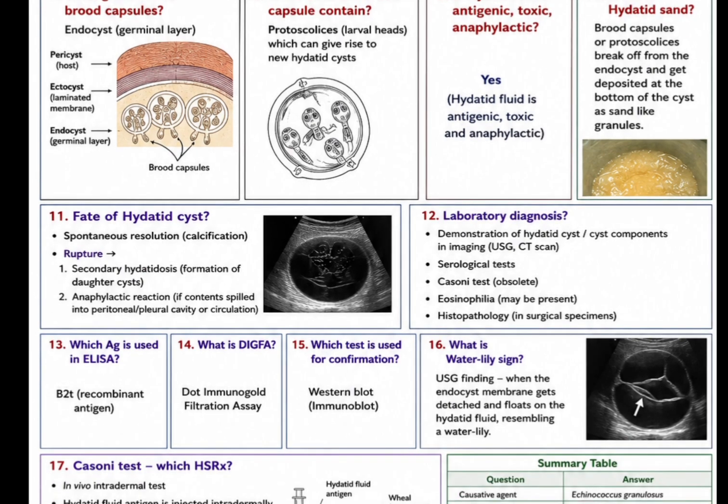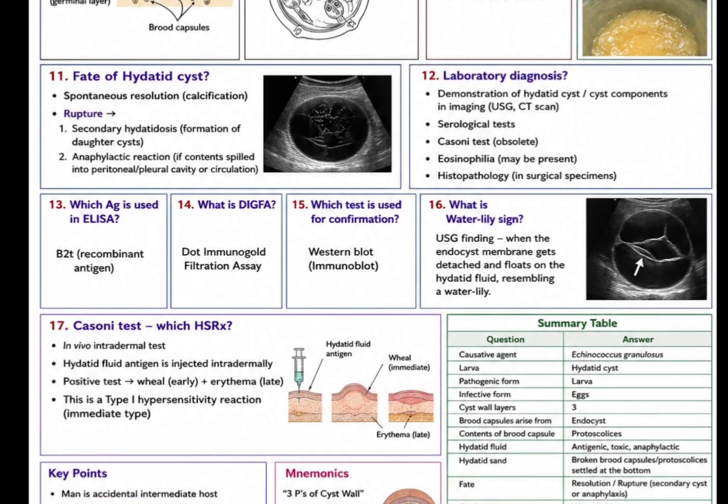MRI can also be used as an imaging method. Molecular methods are also there: PCR targeting mitochondrial DNA. Casoni test is obsolete now, but it can be asked in MCQs that it can demonstrate an immediate hypersensitivity reaction, this type 1 hypersensitivity reaction that develops following injection of hydatid fluid antigens. The question number 17, you can see about hydatid, this Casoni test. But it is obsolete, it is not done to diagnose hydatid disease.